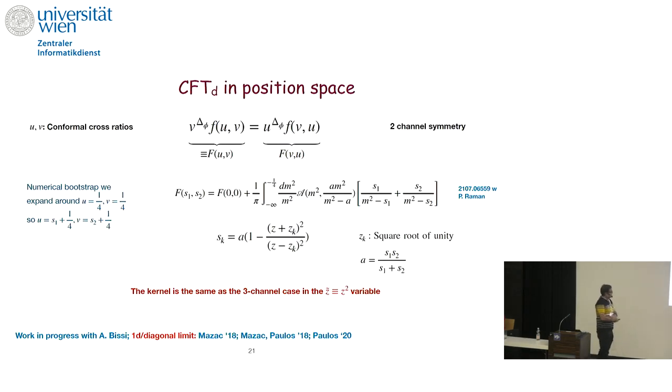There is another application, which is work in progress with Nesa, where we talk about conformal field theory in position space. So u, v are conformal cross ratios. Now you have two-channel exchange symmetry, u-v exchange symmetry. You can write down a similar dispersion relation. And again, in terms of an appropriate variable z, it has exactly the same properties that I mentioned earlier. So we have some interesting results, which we hope we're going to share with you soon.